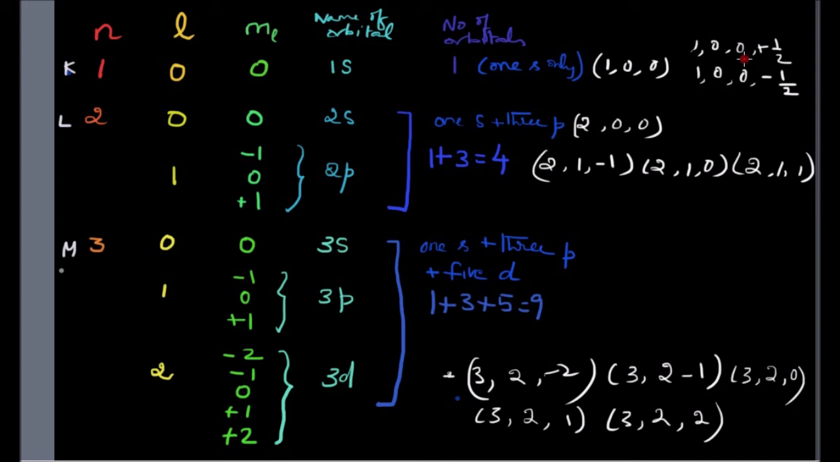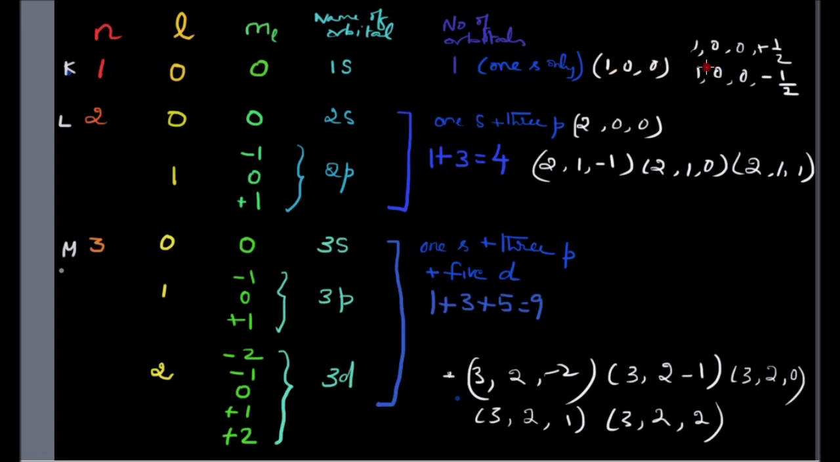Only 2 values are possible for the spin quantum number, and the 2 electrons present in an orbital should have opposite spins. So you cannot fit a third electron which will have the same spin as this one or this other one. So we cannot accommodate a third electron in this orbital. So the number of electrons that can be accommodated in the first shell is only 2.